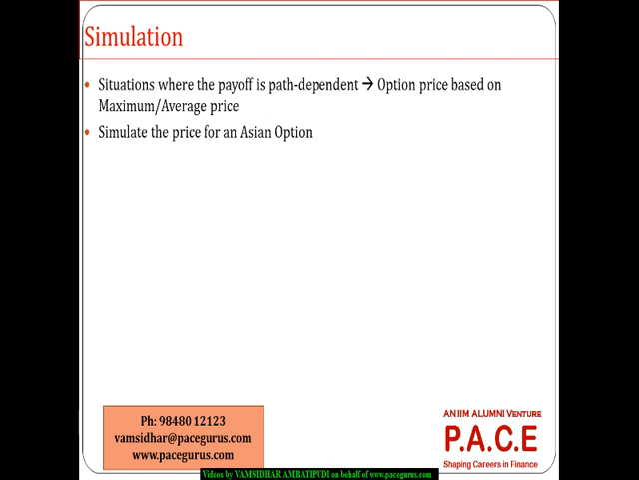And finally, simulation, where the payoff is completely path dependent. Let's take one example. Let's say I want to find out the price of an Asian option. I will take an Asian option payoff as the maximum of the average of S1 to S10 minus a strike price, comma 0. Instead of taking only S10, which is the 10 day price, I'm taking the path dependency, the average with respect to a particular period, and then trying to find out the price.